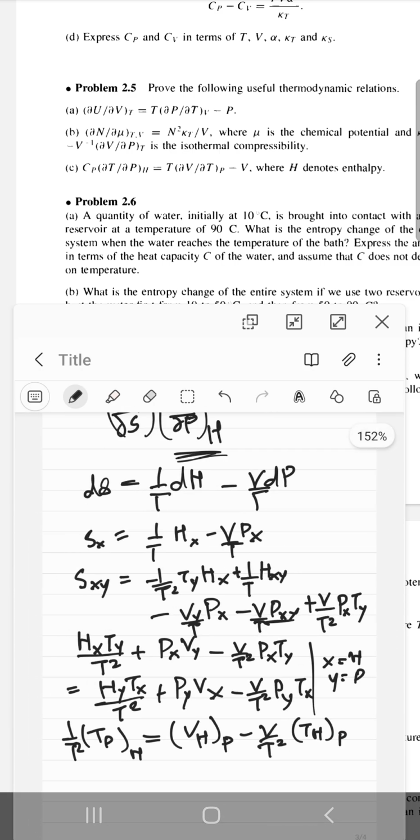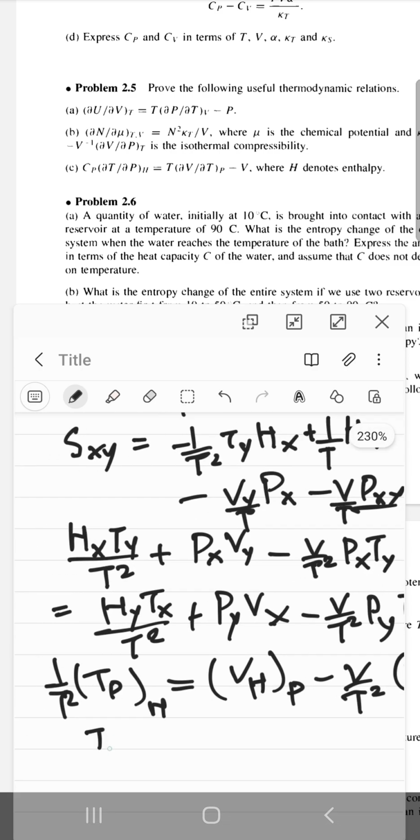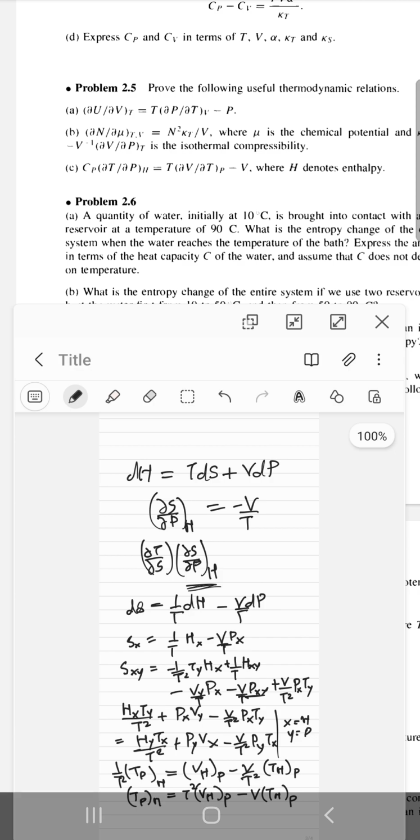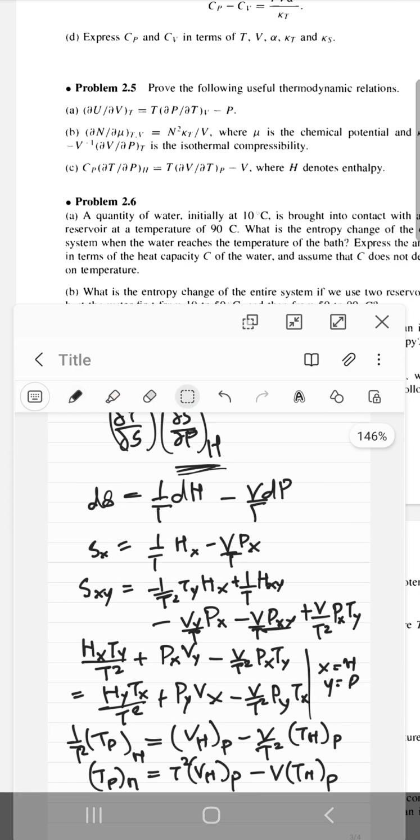Amazing. I get it now. So now that T sub P subscript H thing can be written as T square times all of this stuff. So T sub P subscript H is just T square V sub H subscript P minus V T H P. And so now we'll put that in there instead. So I'm just going to copy this stuff.